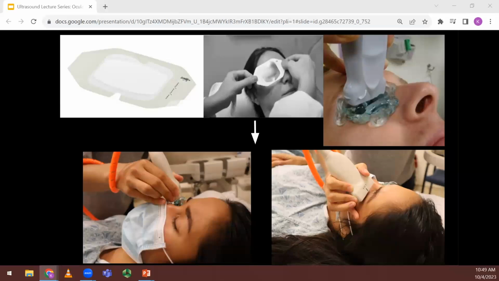And then it's important that when you hold your probe, you have to stabilize your hand. So one way to do it is just to put your pinky in the nose of the patient when examining the right eye, and then in the zygomatic bone when examining the left eye.